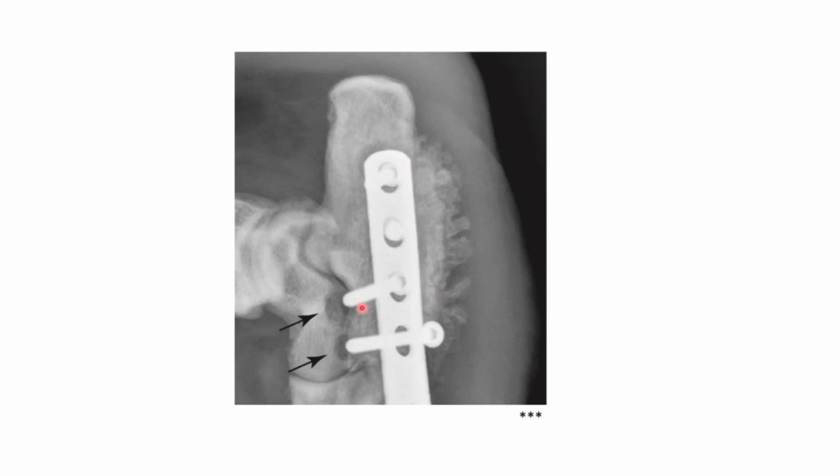Now, not only that, but we also have some focal areas of lysis associated with the tips of these most distal screws and also potentially around this bone plate. So this is an example of a patient that has bacterial osteomyelitis as a result of its surgery. So this is a nice example of a columnar periosteal reaction as a result of a bacterial osteomyelitis.